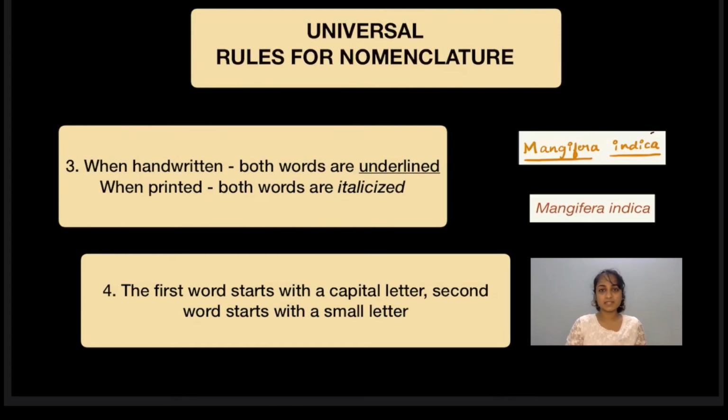Rule number 3 is basically about what we should follow when we are writing or typing these scientific names. If you are to handwrite scientific names, make sure that both words are underlined. And if you are printing these words, then both words have to be italicized. Number 4 is similar to how these names are written and printed. Basically, we want to make sure that the first word starts with a capital letter and the second word starts with a small letter. And here you can see that is what is being followed.